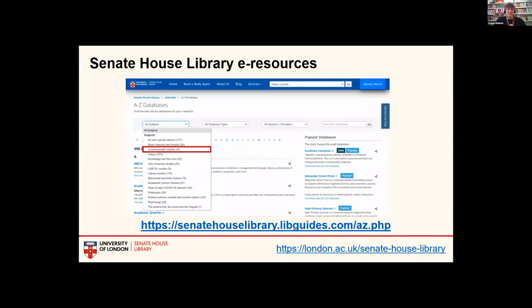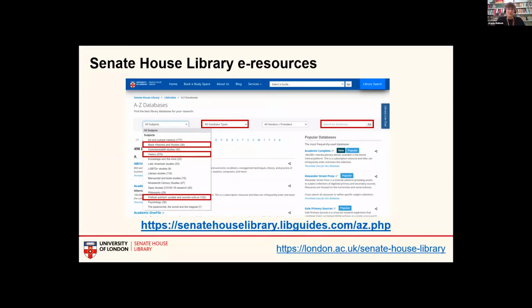So all our electronic resources are listed on what we call our A to Z databases list, which is linked on this slide here. We have arranged the list so it can be filtered by a number of subject categories. By selecting the top left drop-down menu with the heading All Subjects, you can filter the list by the category of Commonwealth Studies. And this will return about 42 different databases and e-resources that fall under that category.